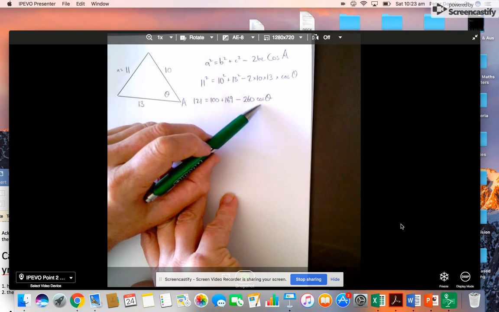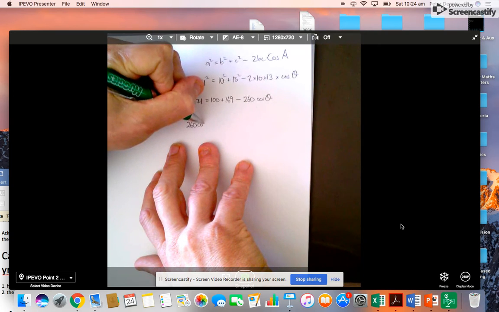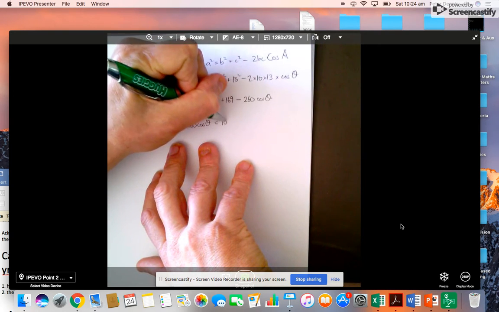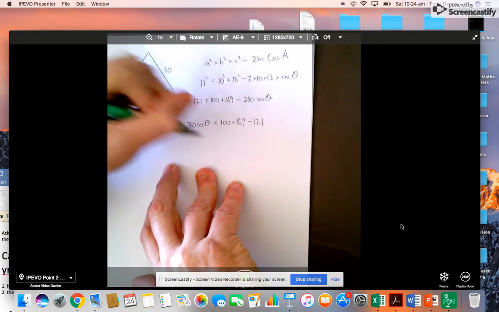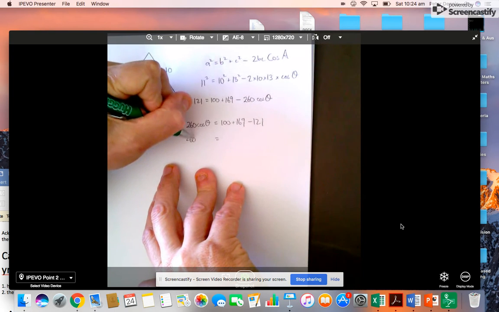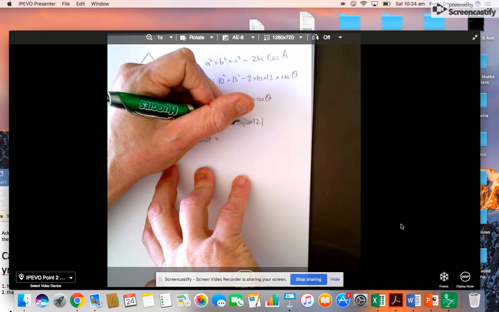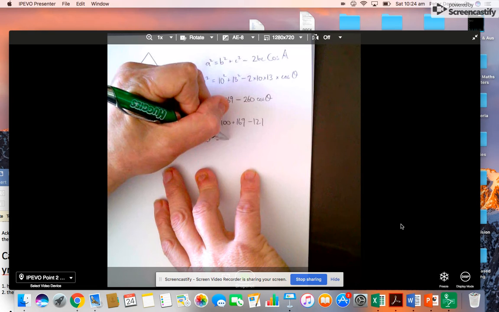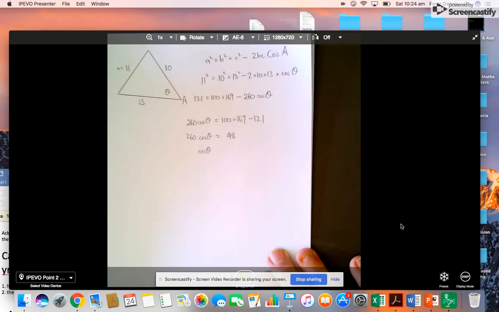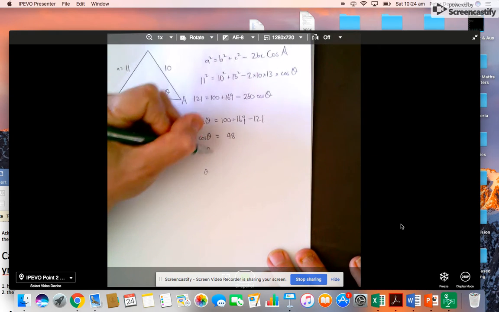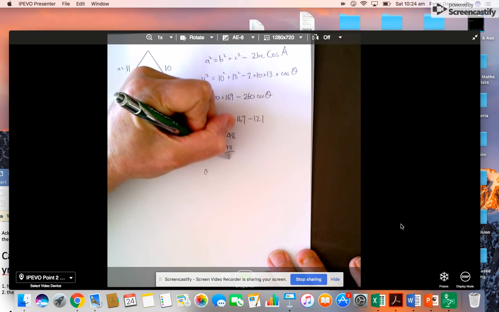This is what we're trying to find, and it's a negative, so let's take that over and make it a positive straight away. 260 cos theta equals 100 plus 169 minus the 121. So 260 cos theta equals, that's 269, minus 100 is 169, minus 20 is 149, minus 1 is 48. And we really want to know what cos theta is. We actually want to know what theta is, but we need to get to cos theta. So we're dividing by 260, so it's 48 over 260.